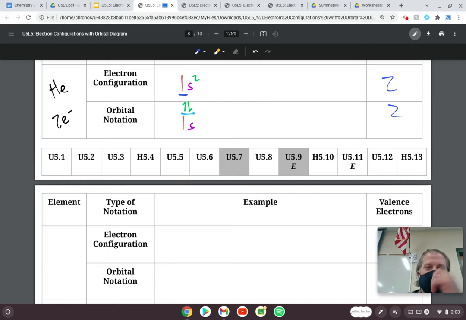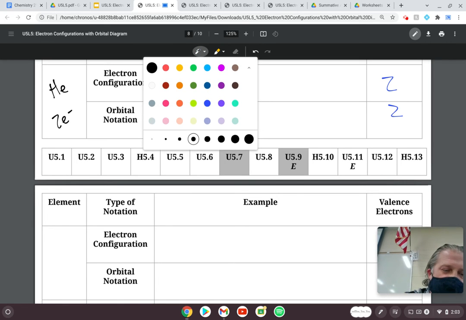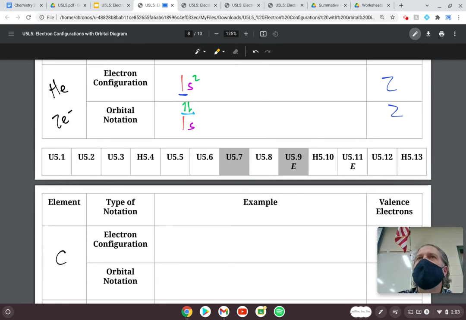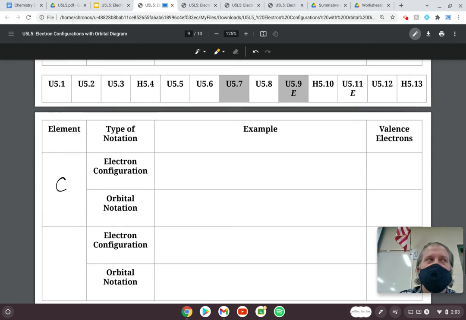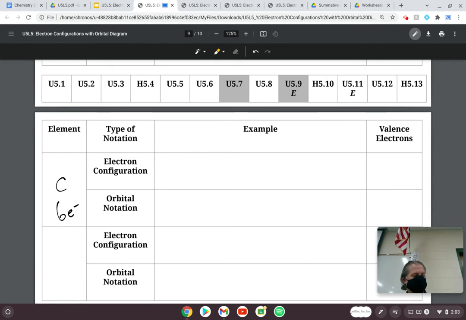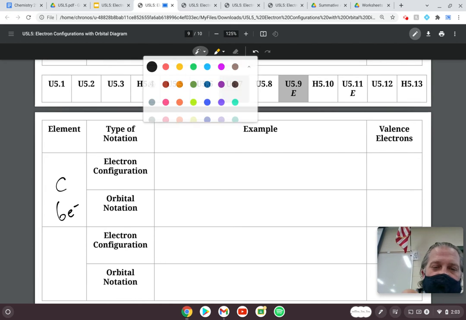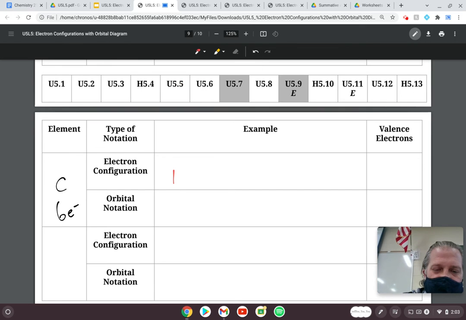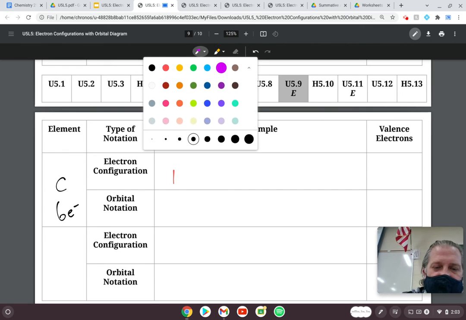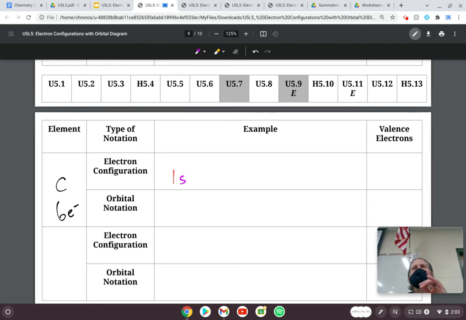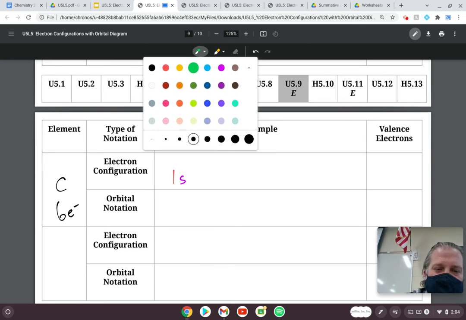The next one that we are going to do is the element carbon. How many electrons does carbon have? 6. Yep, carbon has 6 total electrons. So just like before, we're going to use our new chemistry friend Sally, and we're going to start in the lower left-hand corner, and the lower left-hand corner starts with 1s. And the s can hold how many electrons? 2. So I'm going to put a 1s2.